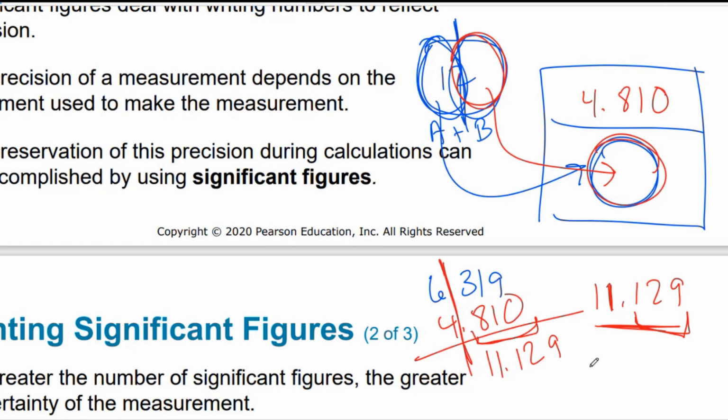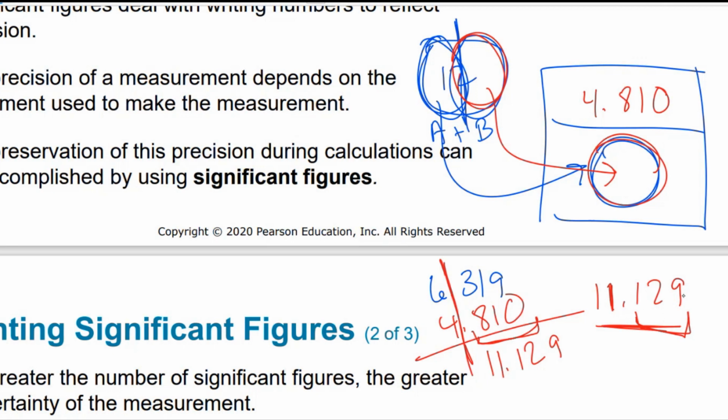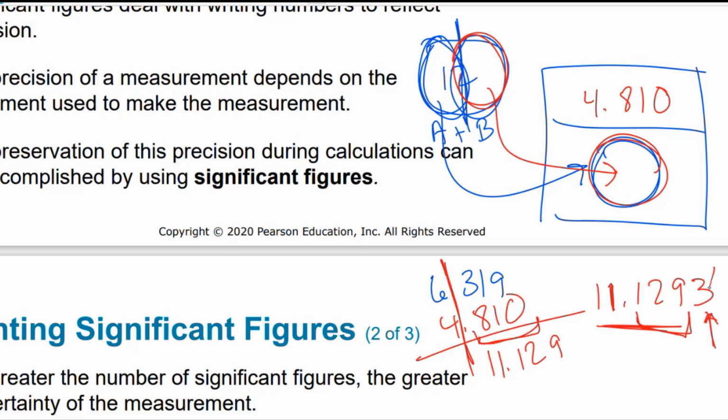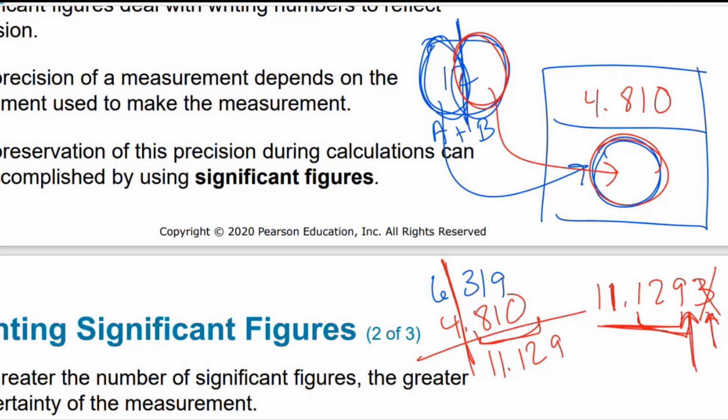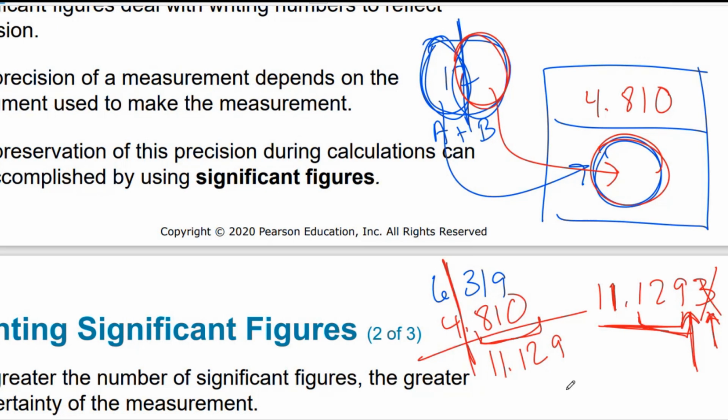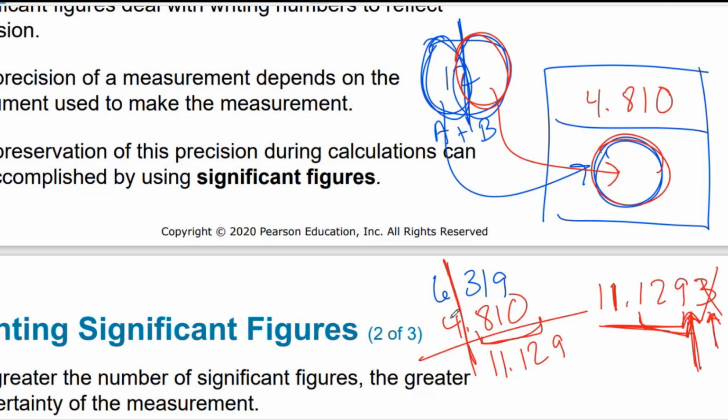But the point is, if I had written this answer as 11.1293, let's say, then this 3 is just plain wrong. My uncertainty lies in the last digit, and I have to only report the correct number of significant figures, which indicates that the uncertainty lies in the last digit.